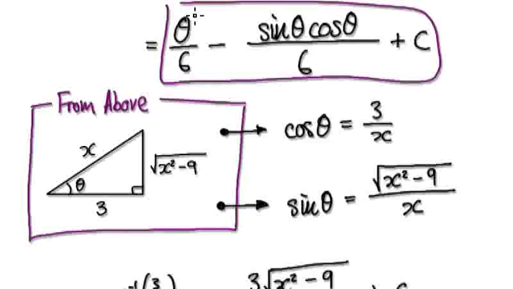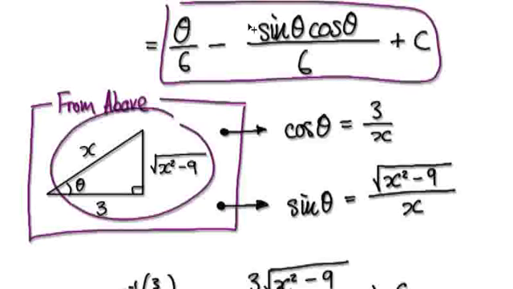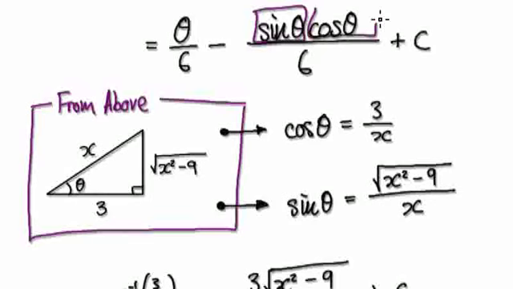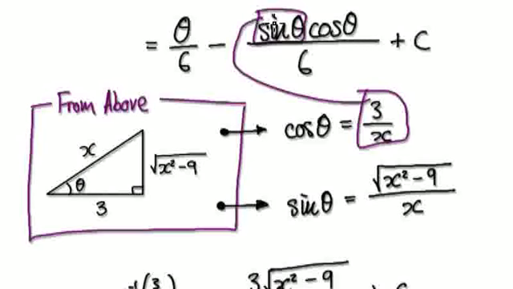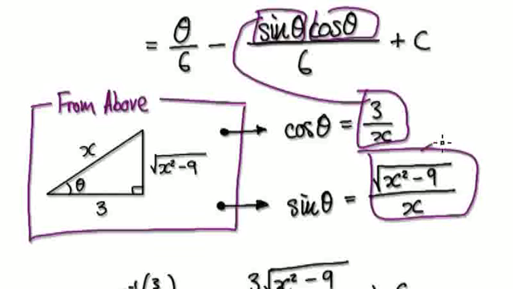Now go back to your diagram. We need a way of translating this sine theta and this cos theta. By looking at the original diagram from above, sine theta would be opposite over hypotenuse. Cos theta would be 3 over x. So now we have a way of translating this. Cos theta here would be this.